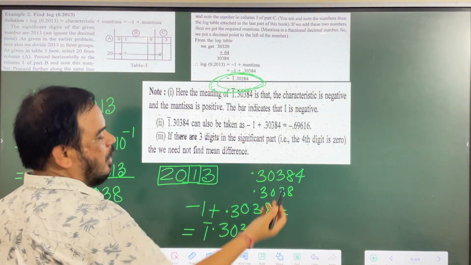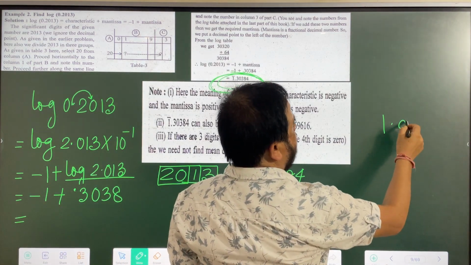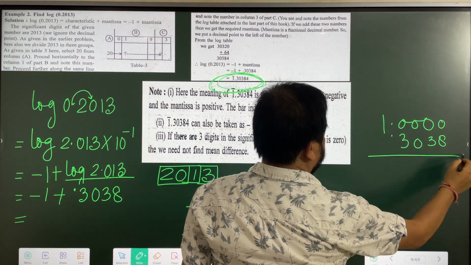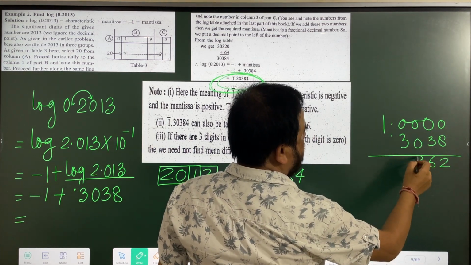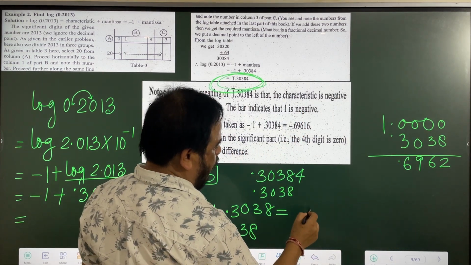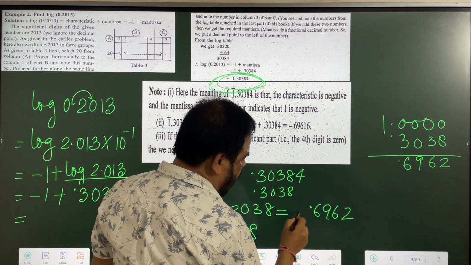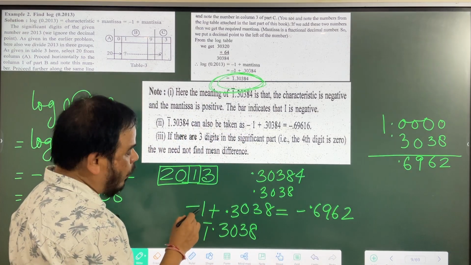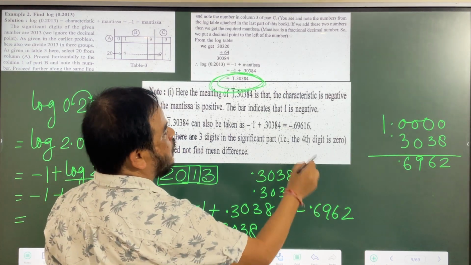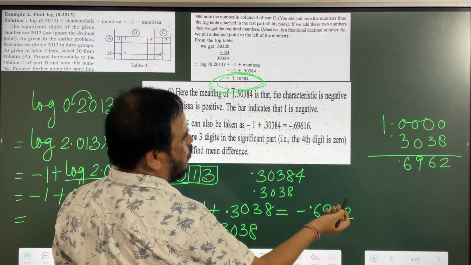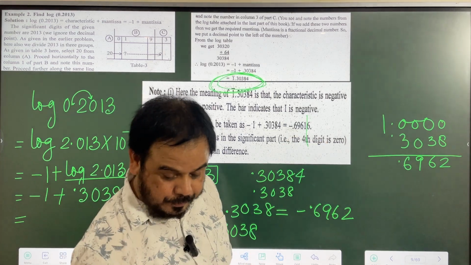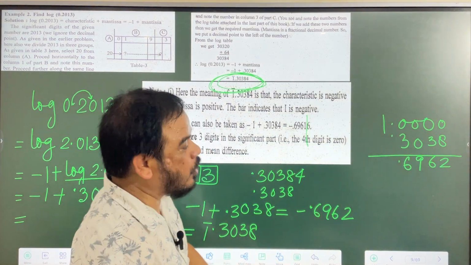Because from 1, 3038, we can subtract now. 0.6962, negative, because 1 is bigger. 1 is greater than 0.3038. Before the greater number there is a minus sign. So minus 0.69616, 6962, same meaning. Meaning is same. You don't have to worry for that.